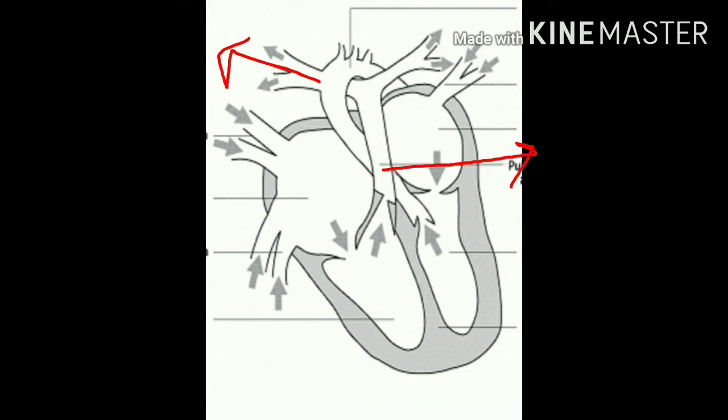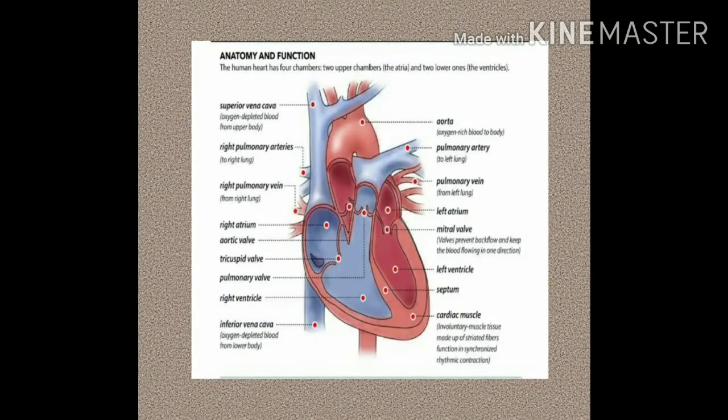The pulmonary artery carries deoxygenated blood to the lungs. The pulmonary vein brings oxygenated blood from the lungs to the heart. Now here is the three-dimensional picture of the human heart, and you can clearly see different parts of it. Now you can test yourself by locating various parts, different chambers, and various blood vessels connected to the heart.